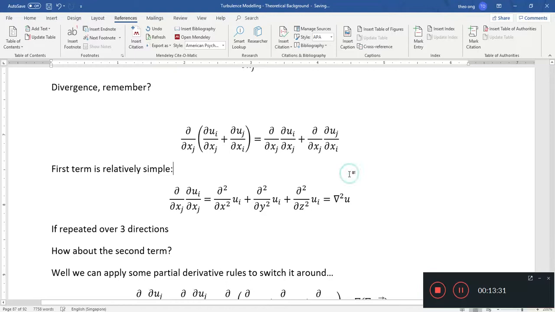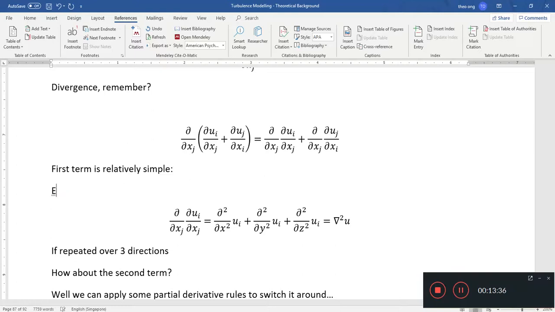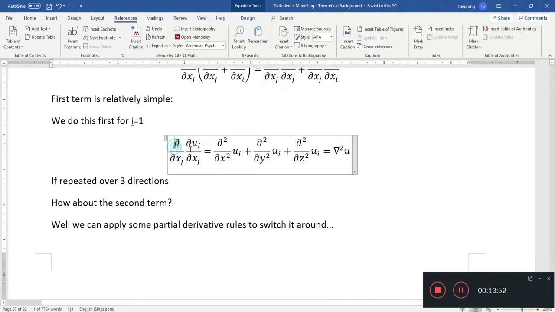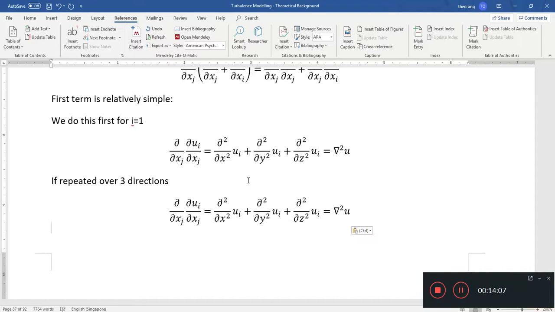So the first one, we do this first for i equals 1. We go step by step from this. We try and tackle the first term here first. i equals 1, so it's ui, and then we repeat over three directions, and then we get this. Okay, let's say i equals 1 first. We put this here.